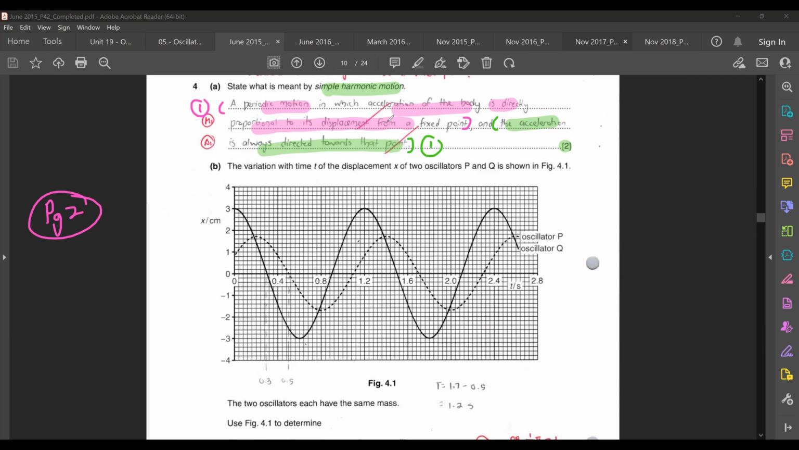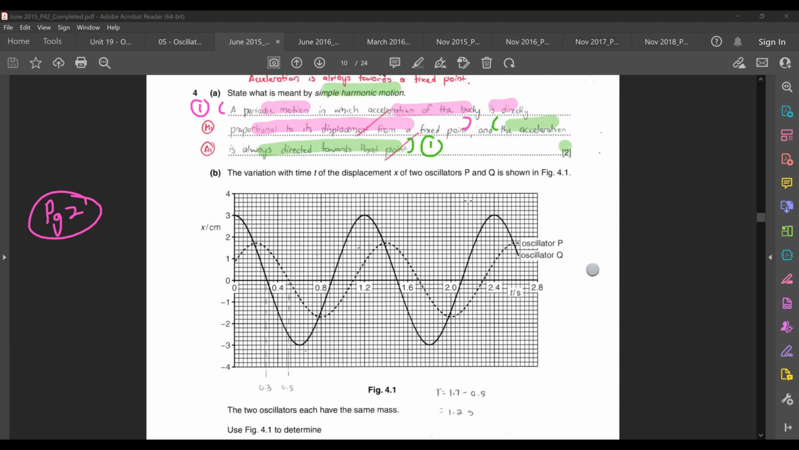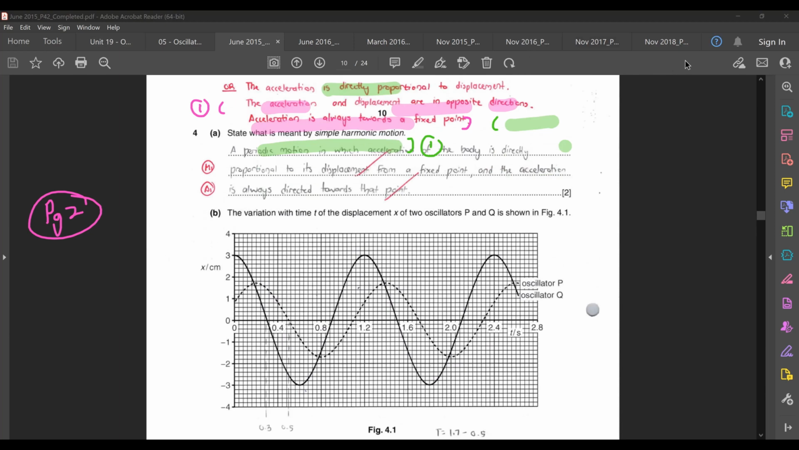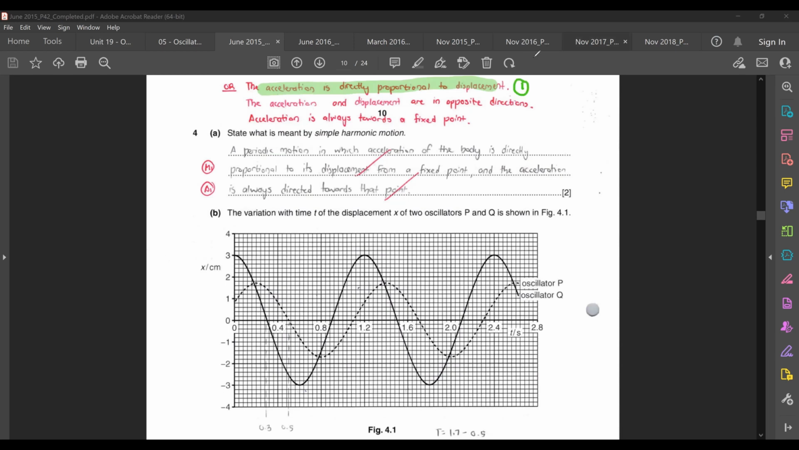Okay. Now, if this one feels like a handful to write, there's actually an easier way to write it out if you wanted to. The marking scheme tends to write it in this way. They separate out the definition into 2 separate parts, where the first one you say acceleration is directly proportional to displacement. This is 1 mark. And then after that, they say that the acceleration and displacement are in opposite directions. This is the 2nd mark.